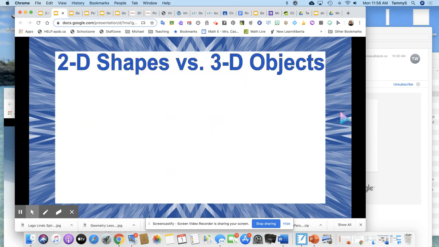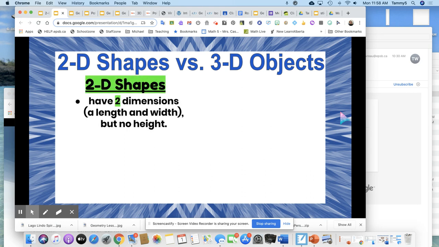Let's do a quick review before we get into this unit. Let's review the difference between 2D shapes and 3D objects. 2D shapes have two dimensions. They have a length and a width, but there's no height. They are just flat. A circle is an example of a 2D shape.